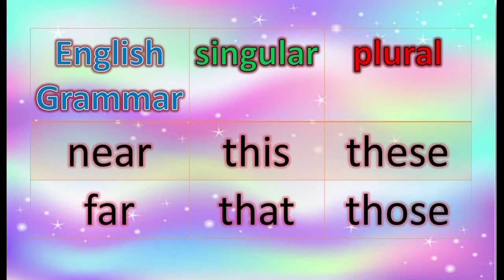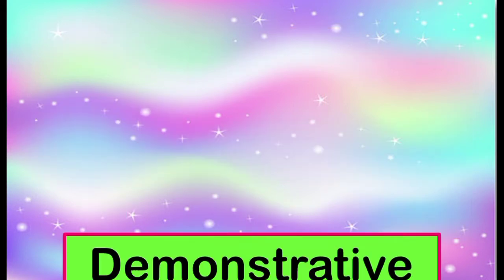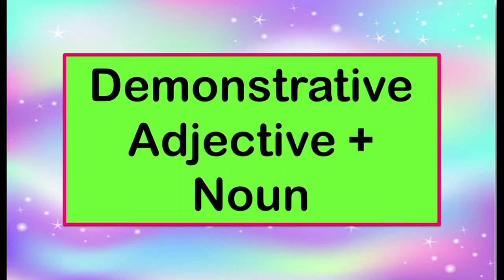Near, far, singular: this, that. Plural: these, those. Here are the examples of demonstrative adjectives plus noun.